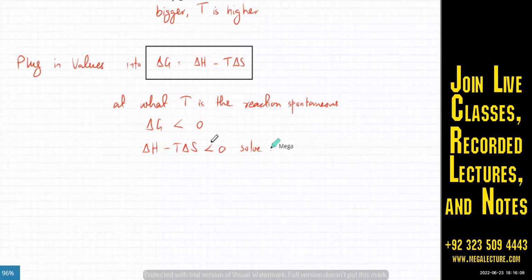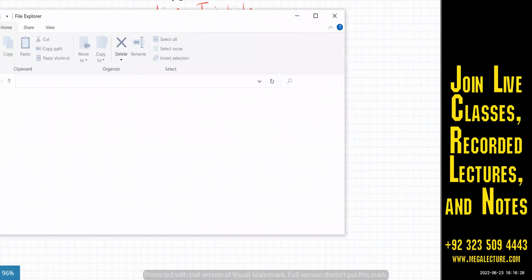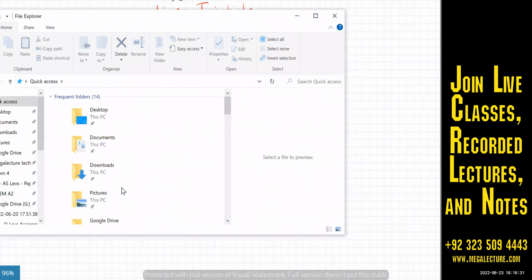Is this part clear? Yes. Okay, so just remember this part. It's the same equation. You just solve it like an inequality, and you'll find the temperature at which the reaction would be spontaneous or non-spontaneous. So we'll do a couple of questions, and let's try and do Gibbs free energy questions.